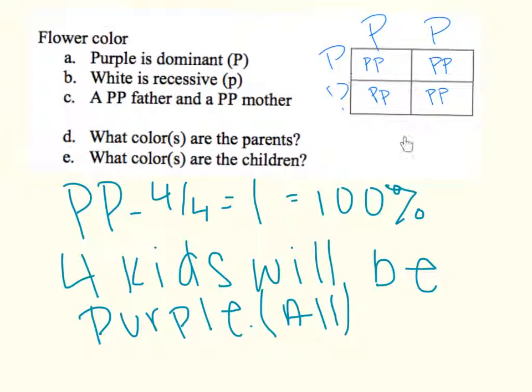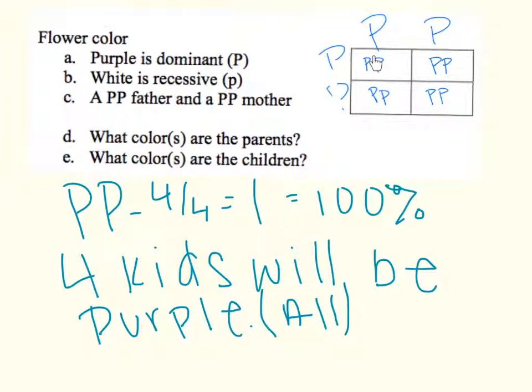In this Punnett square that we had to finish, it shows purple is dominant, capital P, and white is recessive, lowercase p. A capital P, P father, and a capital P, P mother. As you can see, I put the two capital P's at the top, and the two capital P's on the side, because it says both are capital P's. So I put the capital P here and the capital P here.